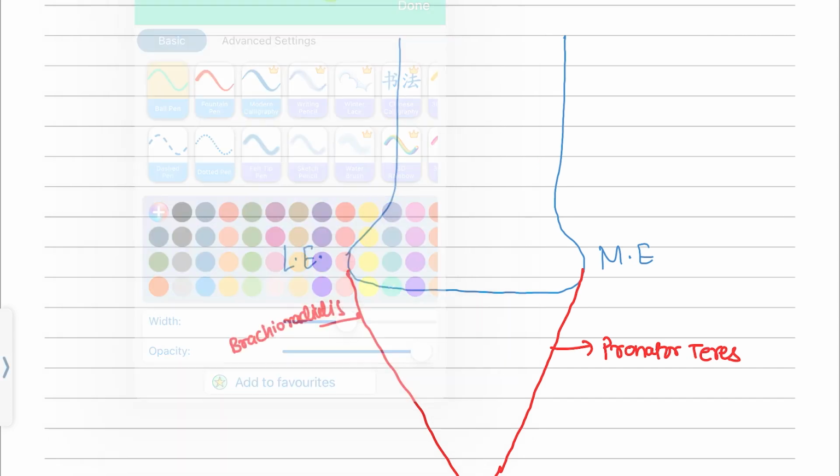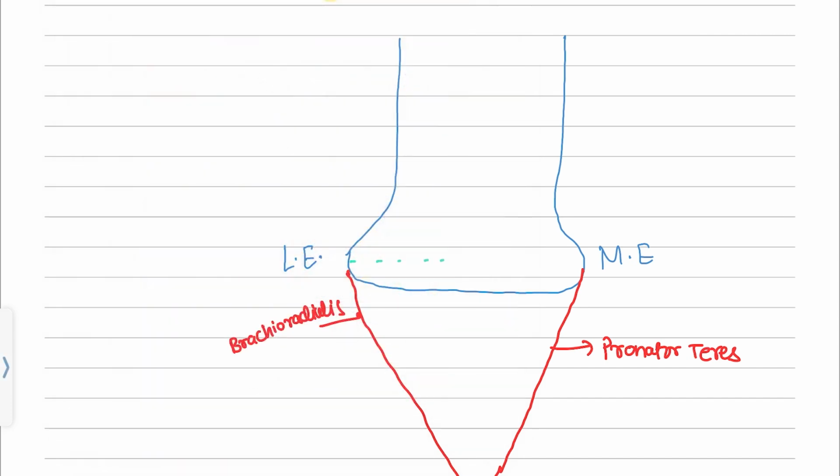And then there is an imaginary line between the lateral and the medial epicondyle. So these are the boundaries. Medially you can see there is the pronator teres muscle. Laterally you can see there is the brachioradialis muscle, and in the upper part there is an imaginary line drawn between the lateral epicondyle and the medial epicondyle. So this triangular depression present at the junction between your arm and forearm is known as the cubital fossa.